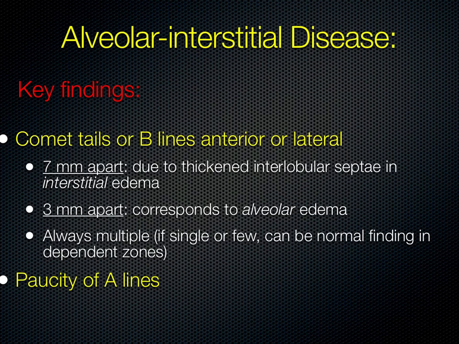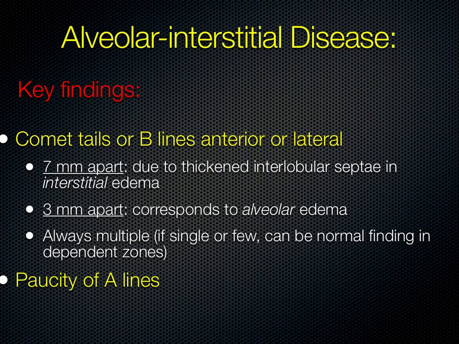So when you have alveolar-interstitial disease, the things that you will look for are comet tails or B-lines, anterior or laterally. You should see them in all fields because pulmonary edema should be diffuse, not one-sided. Seven millimeters apart represents interstitial edema, 3 millimeters apart represents alveolar edema, but there are always multiple.